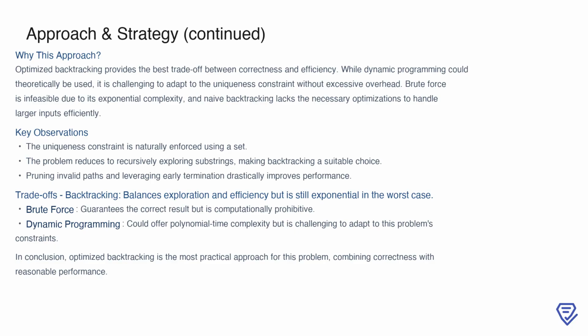Additionally, pruning invalid paths and terminating early when further exploration is futile significantly enhances performance. While backtracking remains exponential in the worst case, it offers a balanced approach that combines thorough exploration with reduced redundancy. In conclusion, this method achieves a strong balance of correctness and efficiency, making it the most suitable solution for this problem.